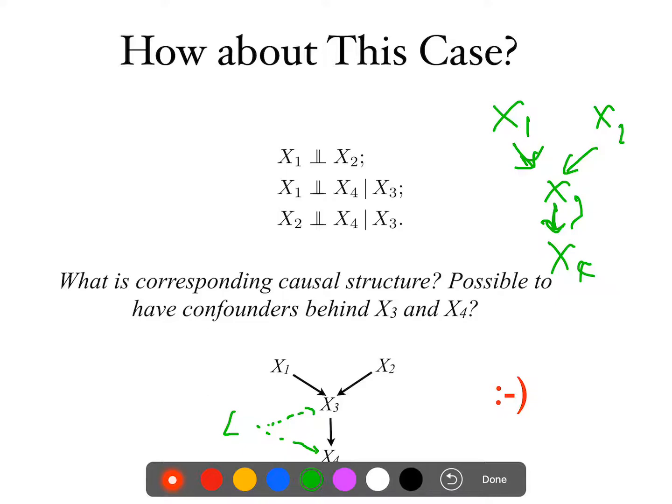We assumed causal sufficiency before. Now we don't assume that. We just have this set of independence relations, right? We don't assume causal sufficiency. Still, you can see it's not possible to have any confounder behind 3 and 4. Why? Because if there's a confounder L here, then x1 and x4 cannot be independent given x3.